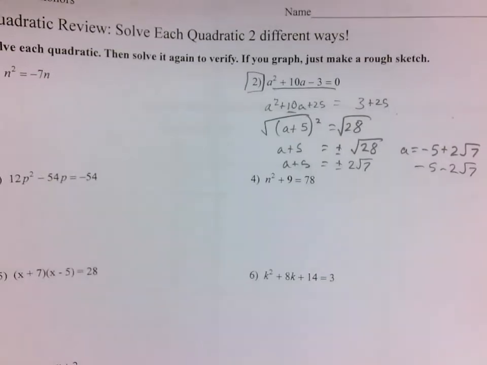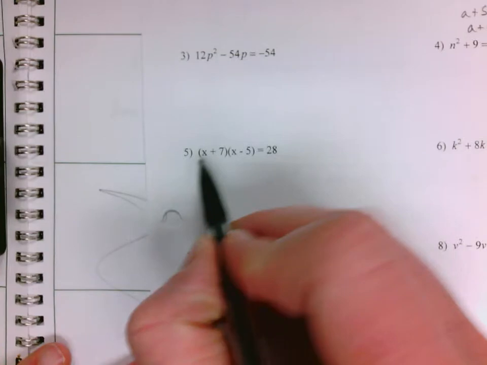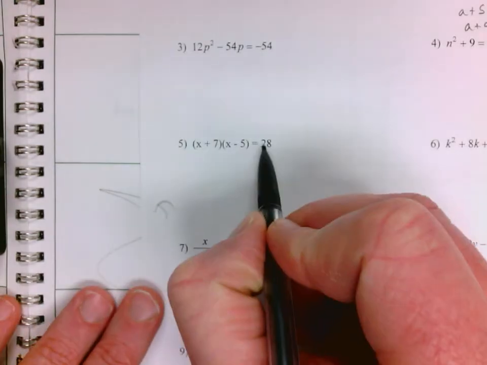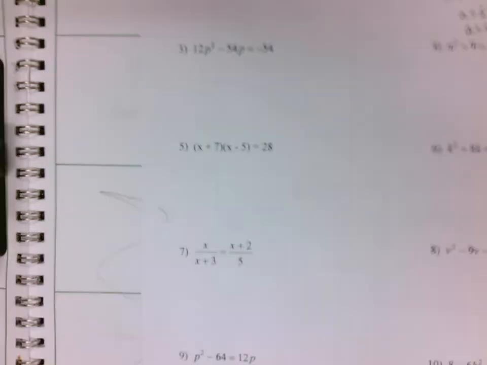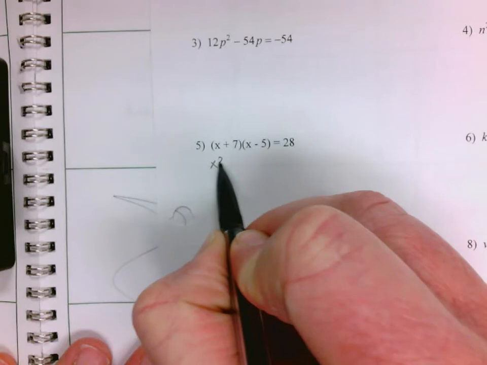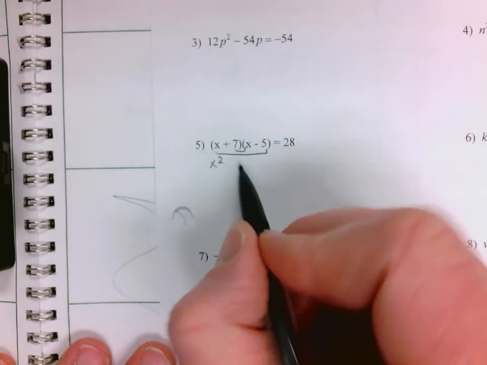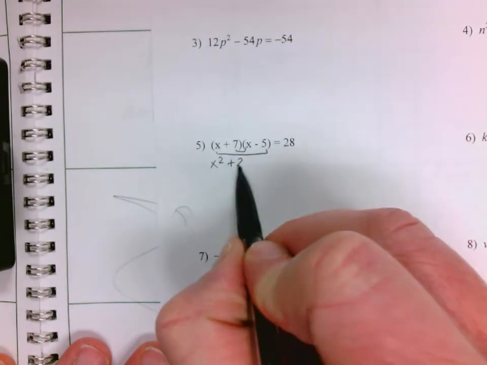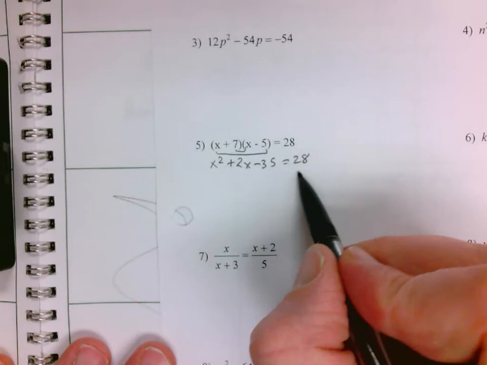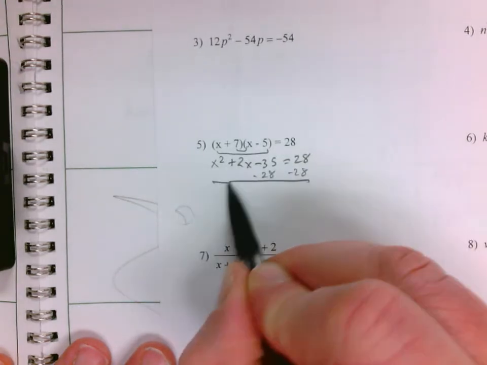Skip down here, number 5. It's factored, and a common error is to try to set them equal to 20, see what makes it 28, or do weird stuff like that. You need to multiply this back out. So I have x squared minus 5 plus 7 is x squared plus 2x minus 35 equals 28. Bring the 28 over. X squared plus 2x minus 63.